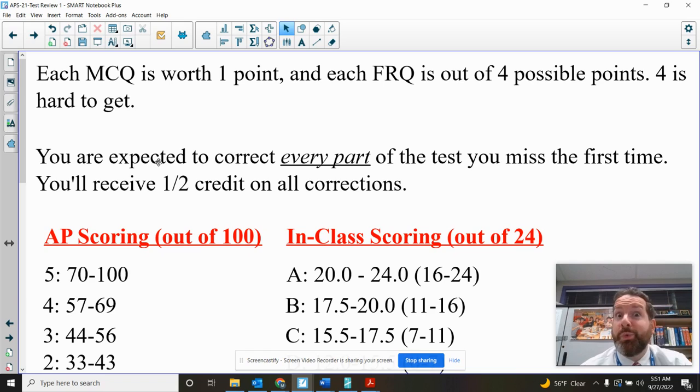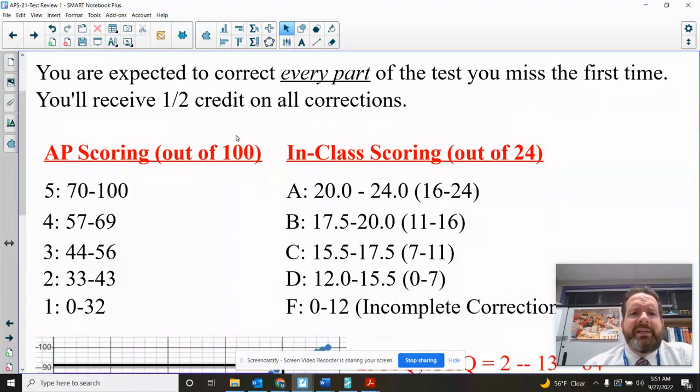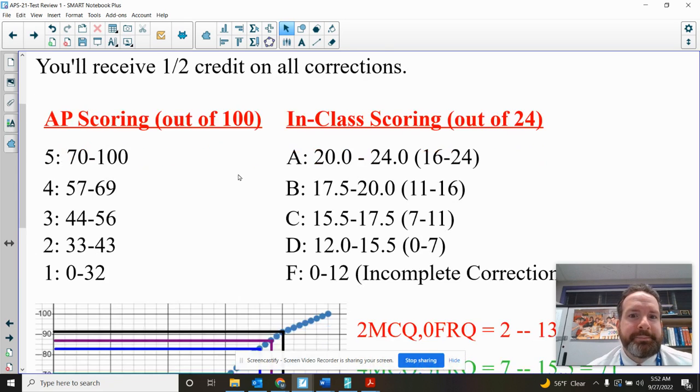If you miss things, which you probably will, you are expected then to fix them. So we won't do retakes, but we will do corrections. And we'll talk about the specifics of that process afterward. When you fix things, you are going to get half your credit back. So if you get a multiple choice question right the first time, that's worth a point. If you have to go back and fix that multiple choice question, that's only going to be worth half a point. So it is in your interest to, of course, get as much as possible the first time through.